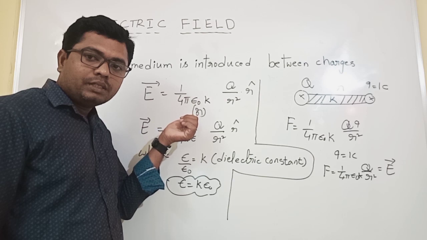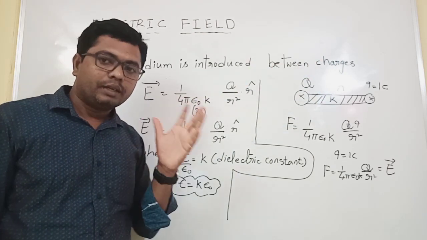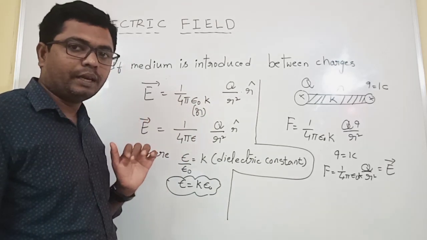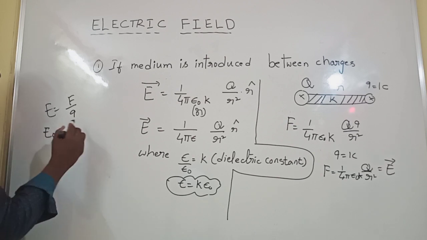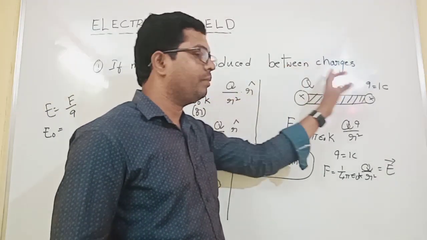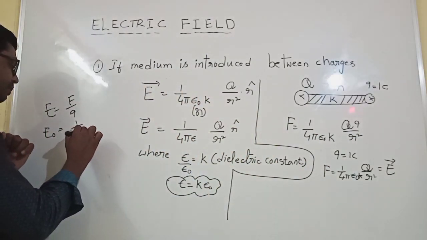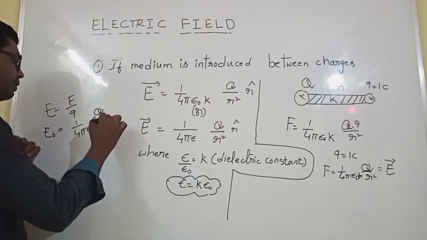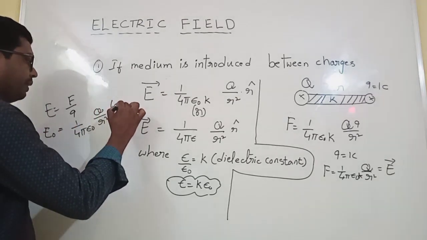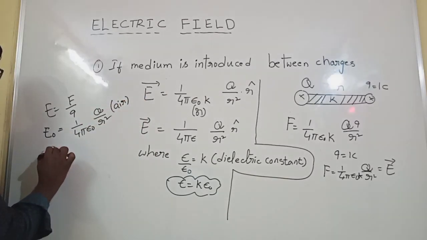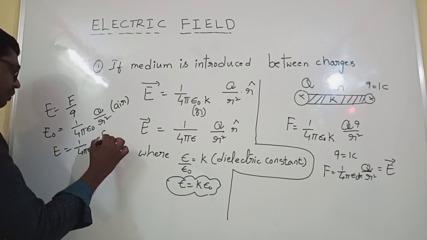If you change the medium between these two, then a change takes place in the electric field. Suppose in the space, that means between these two, there is no medium. At that time the electric field is equal to 1 by 4 pi epsilon naught Q by R square. If there is no medium, you can simply write air. If something is introduced, it is 1 by 4 pi epsilon naught into K Q by R square.